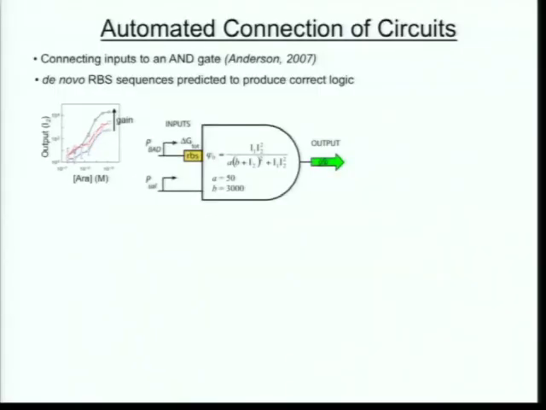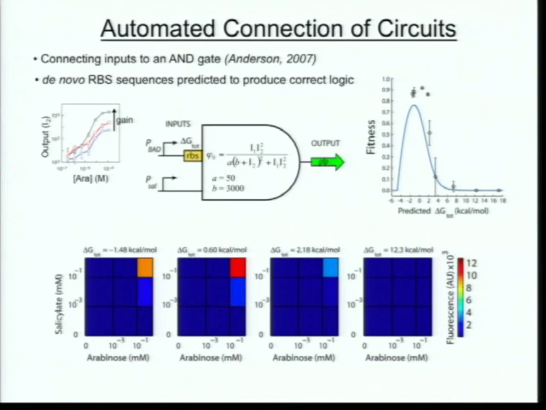And this becomes important when you're connecting circuits. And so we showed this with an AND gate that we had constructed, the same one as I showed previously, where we were attaching the PBAD promoter, which can be thought of as an arabinose sensor. And the problem was then identifying a ribosome binding site that would functionally connect that sensor to this circuit. And so what we did is, based on a previous characterization of the transfer function of the circuit and a previous characterization of the transfer function of the sensor, you can calculate the theoretical fitness function as a function of the free energy of that ribosome binding site.